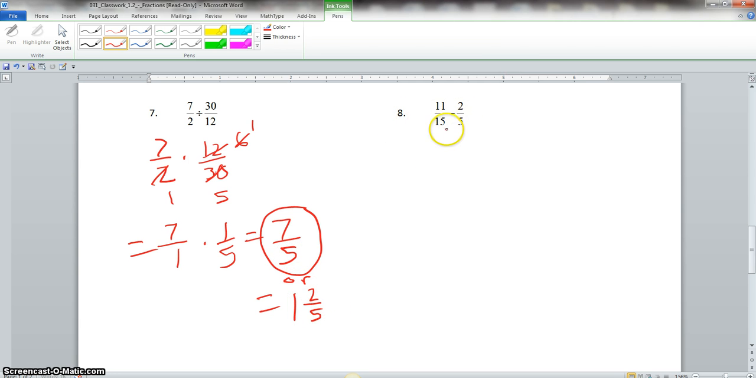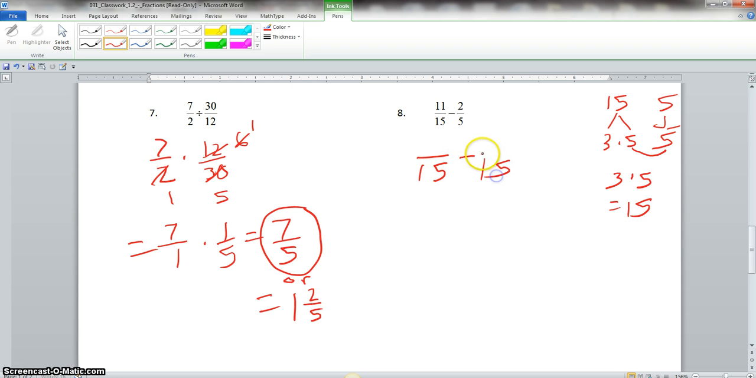Now we look here at number 8, subtraction. We need to find a common denominator. The common denominator of 15 and 5. So we would take the prime factorization of 15 and 5. 15 breaks down to 3 times 5, and 5 is already prime. So we have a 3 that they don't have in common, and we have 1 set of 5 that they have in common. So we will write that once, and 3 times 5 is 15. So our common denominator is 15.